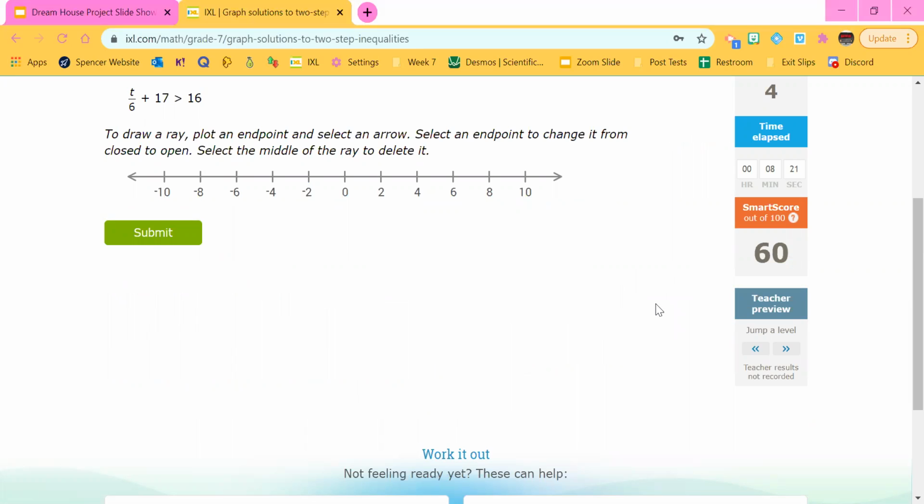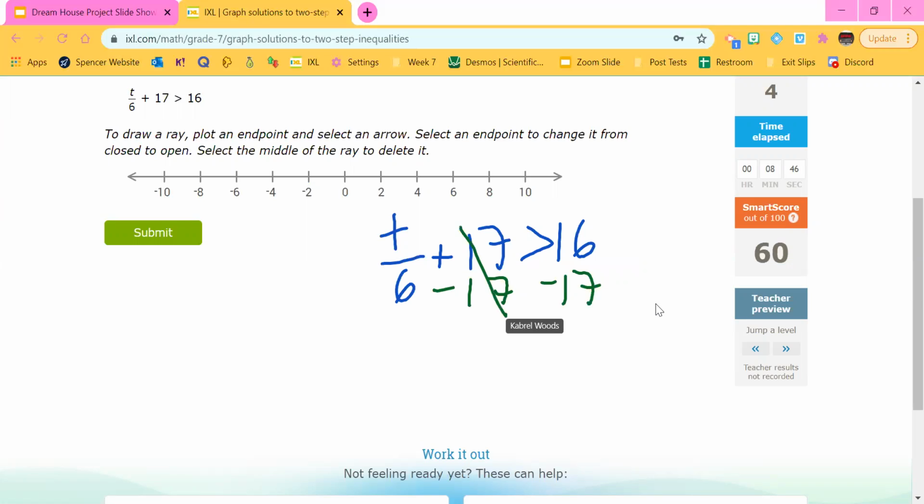Okay, so on this one, and I did some of these with my class because I made sure to get some of these when we were in our Zoom on Monday. So we have t over 6 plus 17 is greater than 16. The first thing we're going to do is get rid of this constant. So we're going to do minus 17, minus 17. Those cancel out, and we are still left with t over 6, is greater than, and 16 minus 17 would give us negative 1.